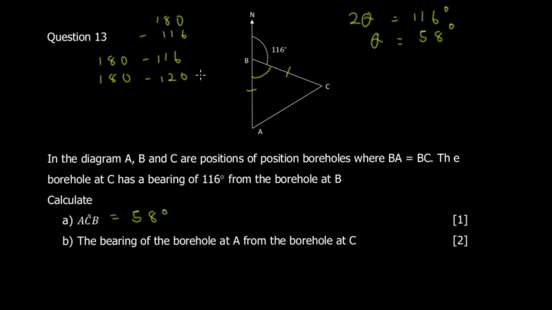But then you have to maintain 116, so you say plus 4. So here you actually get 60 plus 4, so you get 64. Look at that. So this one would be 64 degrees. And if this one is 64, they're equal. You have to say 180 minus 64, and then again you get 116. Then you divide this by 2, and then you get 58.